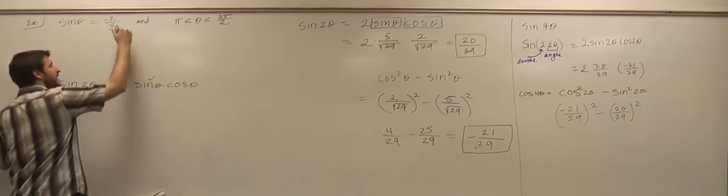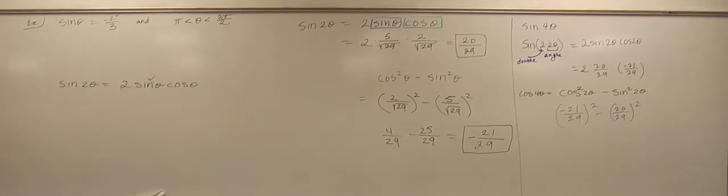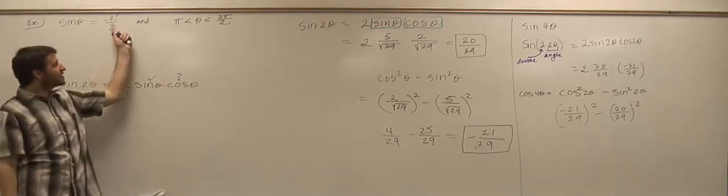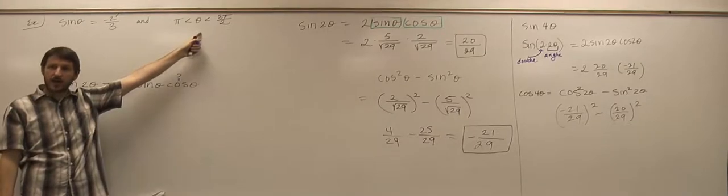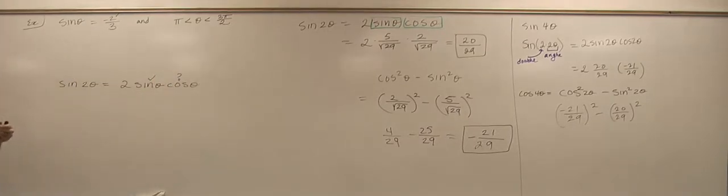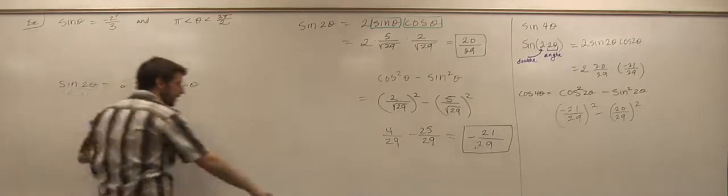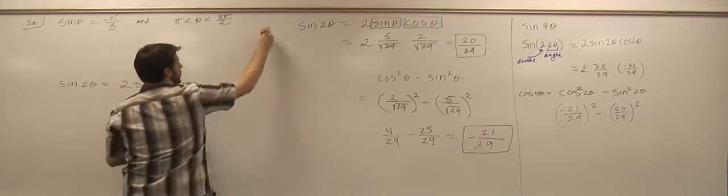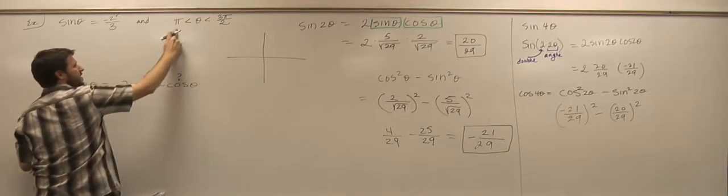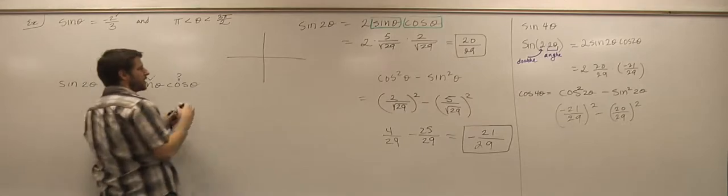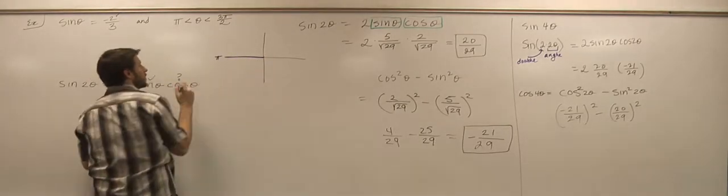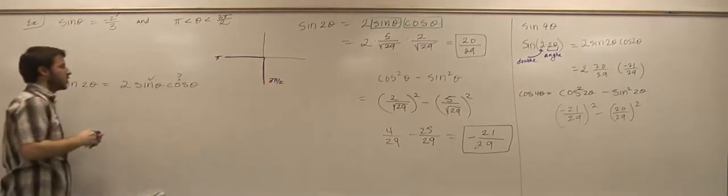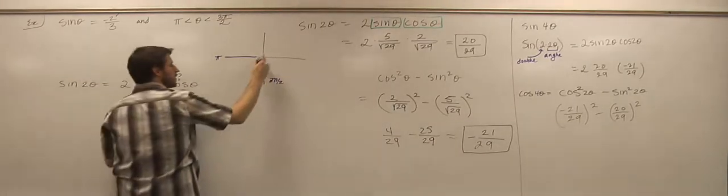So I know sine theta because it was given to me in the problem. I don't know cos theta, but since I have sine theta and a quadrant, I can draw a triangle and get cos theta. So to get the missing information here, you say, okay, well, I must be in quadrant... What quadrant is this? 3, right? Because pi is over here, and 3 pi over 2 is down here. So I know theta is somewhere in quadrant 3.